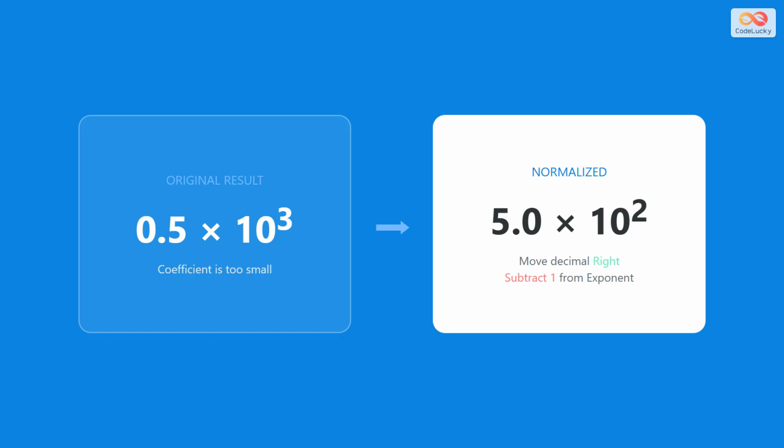To fix this, we need to move the decimal point one place to the right to turn 0.5 into 5. Since we made the number bigger, we must make the exponent smaller by 1 to keep the value the same. So, 10 to the 3rd becomes 10 squared. Our final polished answer is 5.0 times 10 squared.